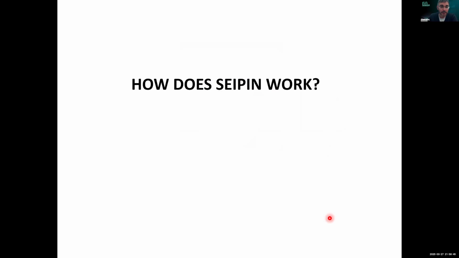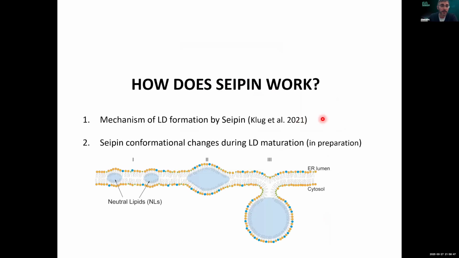And today I'll tell you about 2 stories. The first one, which is already published, is the mechanism of lipid droplet formation by seipin. So basically more about stages 1 and 2. So how does seipin actually promote lipid droplet formation? And then next, I'll tell you about the next frontier, some unpublished data that we're trying now to get out, which is basically about the later stages, how seipin helps in lipid droplet maturation.